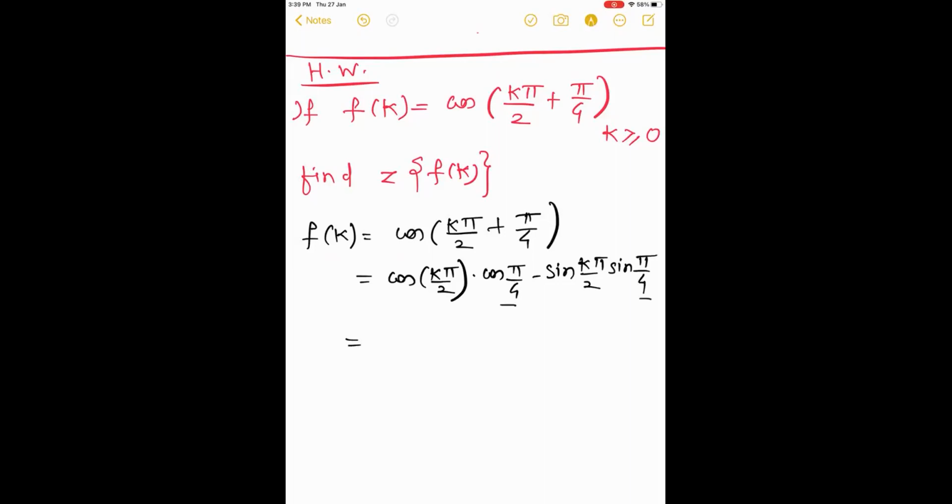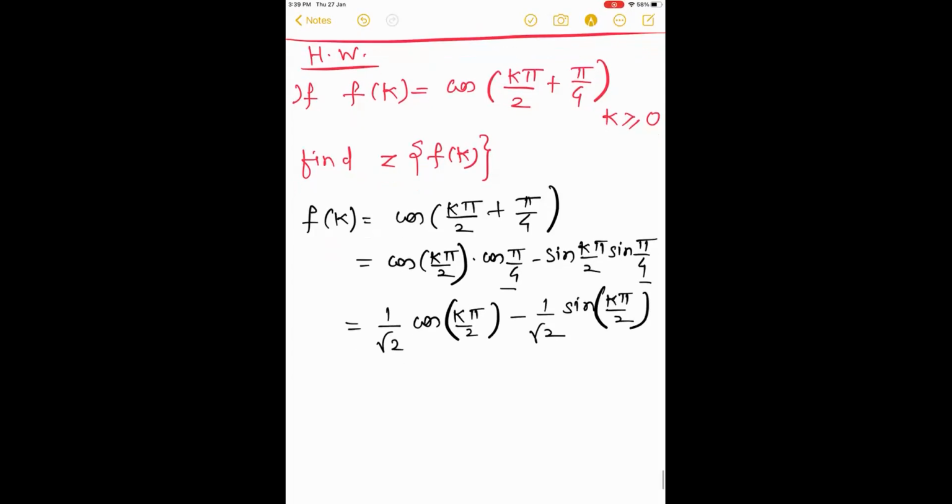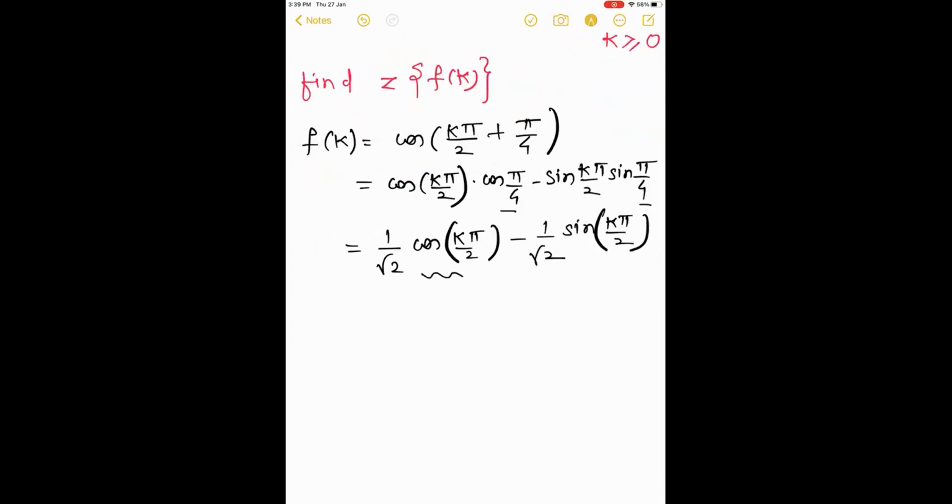Now you have to just put the values for cos pi by 4 and sin pi by 4, because those are fixed constants, which you have to use: 1 upon root 2 cos of k pi by 2. And similarly, sin pi by 4 is 1 by root 2 into sin k pi by 2. Okay. And here you have to use the formula for the Z transform of the cosine function alpha k, where alpha is pi by 2.